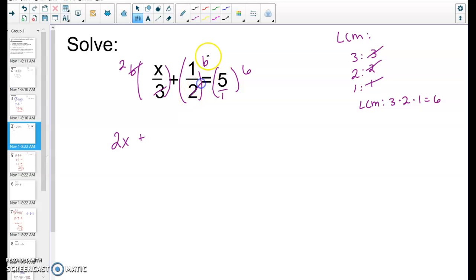1/2 times 6, those 2 and the 6 will cancel out, and that just leaves 3. So 3 times 1 is 3. And then 5 times 6 is 30.